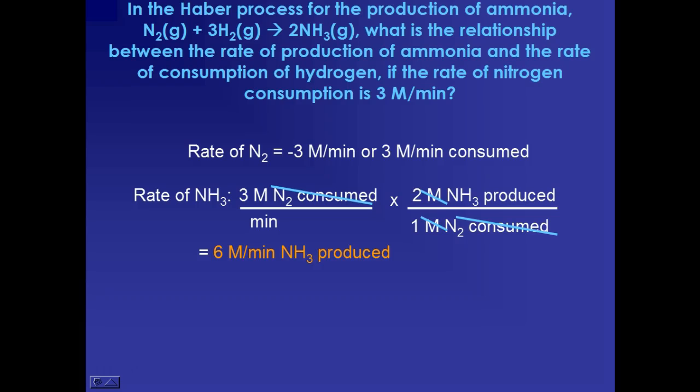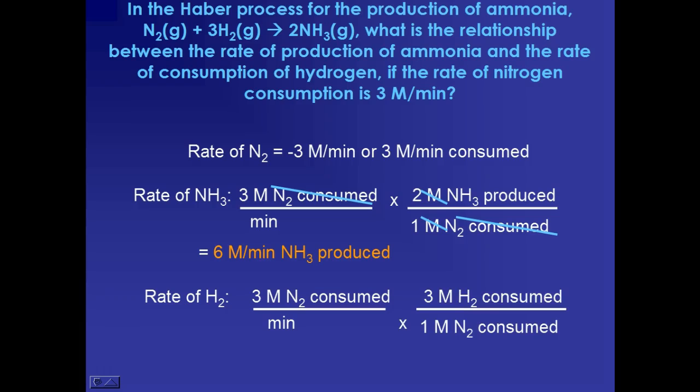Now if we look at hydrogen, we see that if we go again with nitrogen being consumed at 3 molar per minute, the relationship between nitrogen and hydrogen in the balanced equation is a 1:3 ratio. So if we start with our nitrogen at 3 molar per minute, and we see that 1 nitrogen molecule is used along with 3 hydrogen molecules, the nitrogens cancel out, and the ratio would be increased by a factor of 3, proportionally to the stoichiometric ratio in our balanced equation, so 9 molar per minute of hydrogen would be consumed.